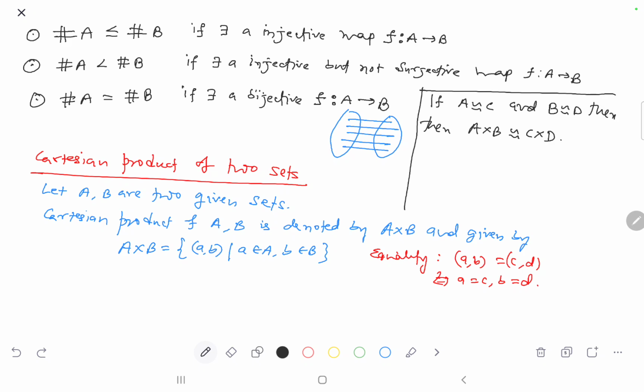Okay, so how do we do this? I think it is better if I do it on the next page. The statement is: if A is equipotent with C and B is equipotent with D, then A cross B is equipotent with C cross D. Let me write down the solution here.